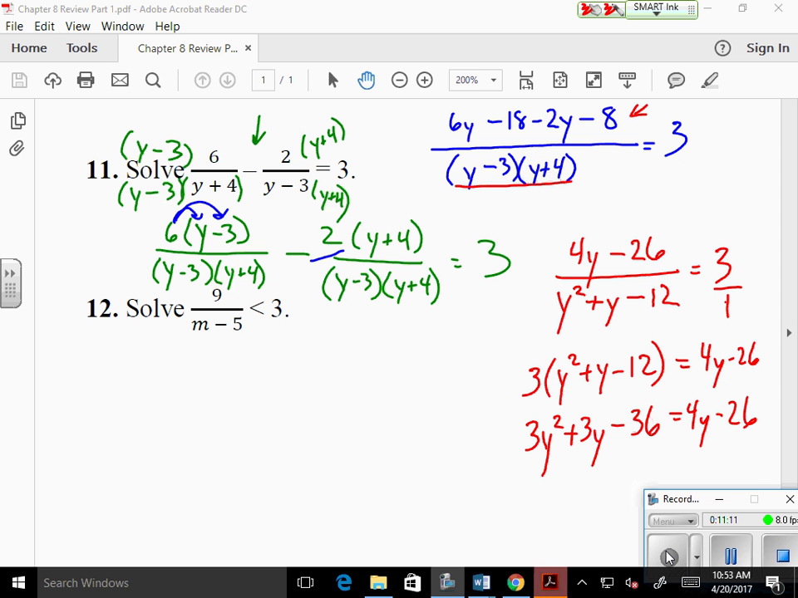Now, since we have a squared, we need to set this equal to 0 because we're probably going to have 2 answers. So I'm going to go ahead and subtract 4y from both sides and add the 26 to both sides, so I can set it equal to 0. So on the right side I get 0. On the left side I have the 3y squared minus y minus 10.